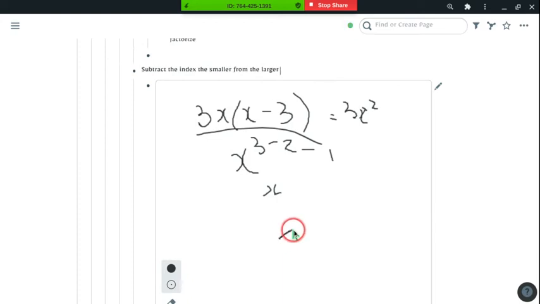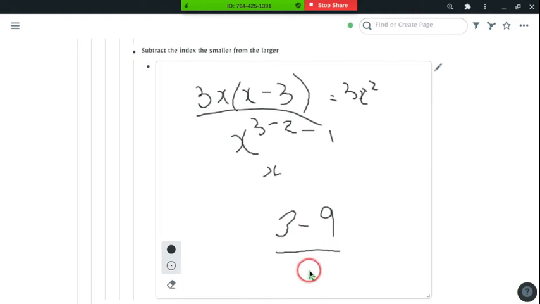All right, let's go again. We have 3 minus 9 all divided by x to the 0, which is what? 1, correct? Sir, we like simplify 9 before.